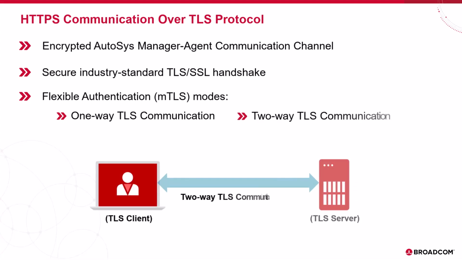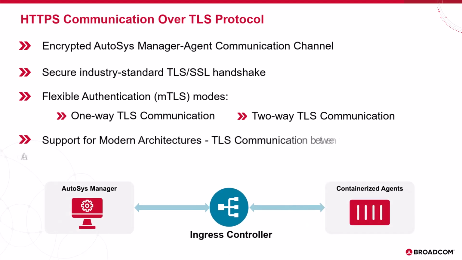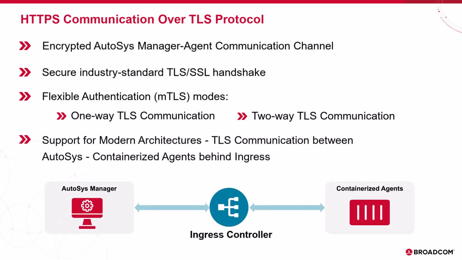In two-way or mutual TLS communication mode, client and server authenticate each other during the handshake process, establishing bidirectional trust. The two-way TLS communication mode is appropriate for environments that require strong, mutual authentication for every connection. AutoSys supports modern architectures by running agents natively in containers behind an ingress and using TLS to keep all communication between AutoSys and agents secure.